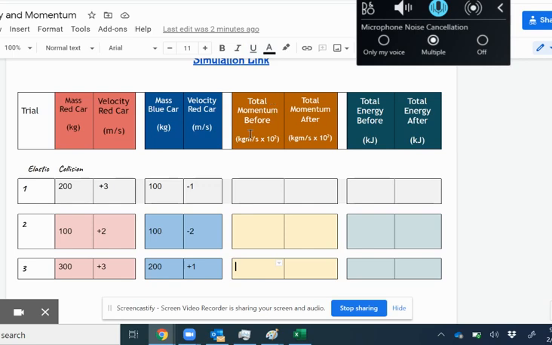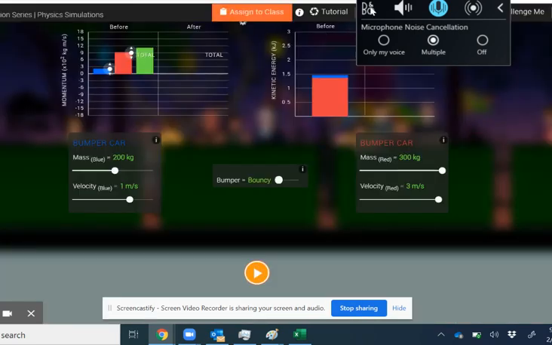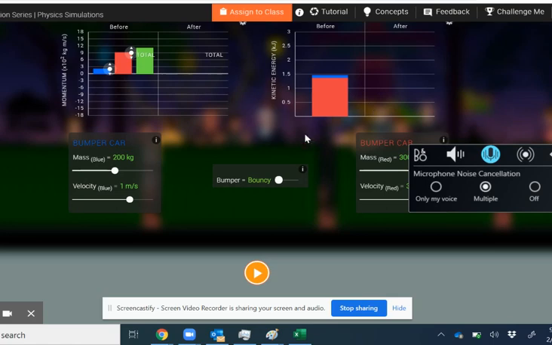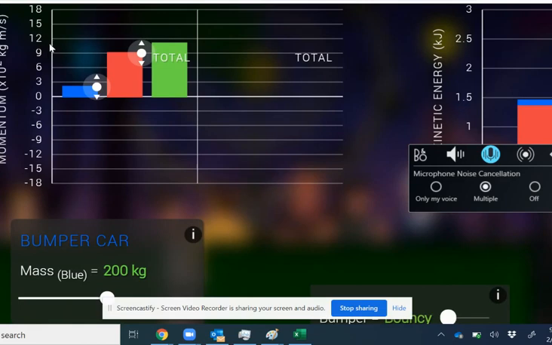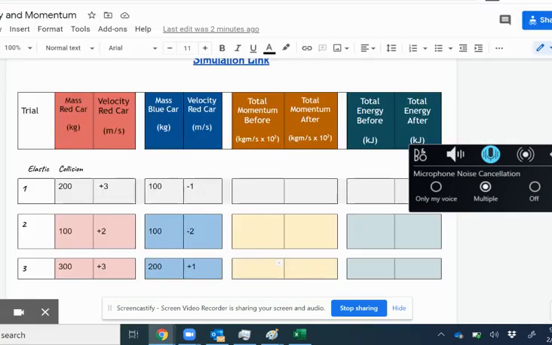Now the total momentum before. Let me find my momentum section. Here goes my momentum. The nice part is they tell us the total before. So if you zoom in, maybe you don't even need to. This looks like 1100 because it's times 2. So that's 1100. So 11 times 10 to the second. Hopefully you guys are in algebra 2, so you're okay with that. 11 times 10 to the second. So it means it's 1100.